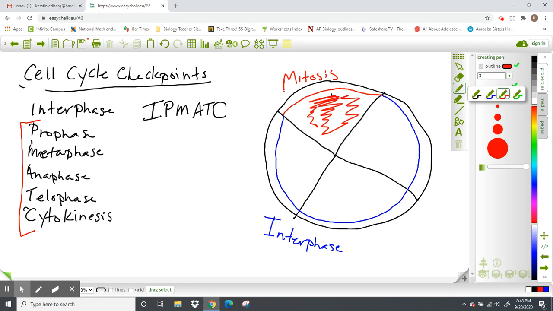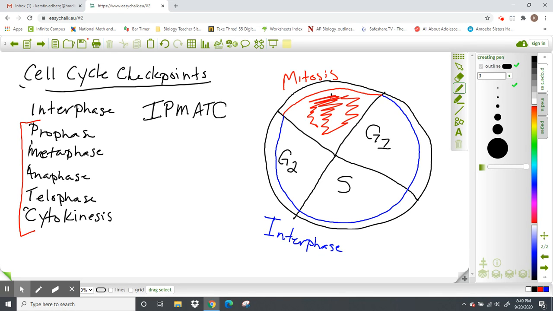I'm not going to try and draw those out because I don't trust my drawing skills on this pad yet. Interphase, as I said, has three stages. You have G1, the first growth phase. You have S, which is your synthesis phase, and you have G2, which is your second growth phase. Within this whole cell cycle, the cell cycle is all six of these: interphase, prophase, metaphase, anaphase, telophase, cytokinesis. Mitosis itself is just what I've put here in red.